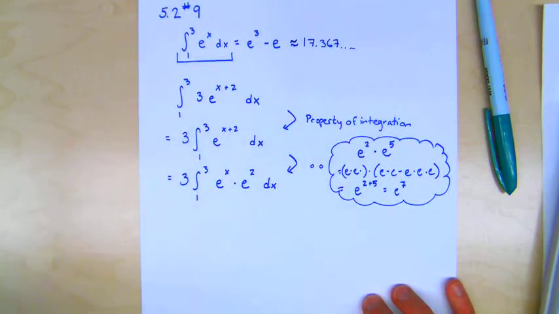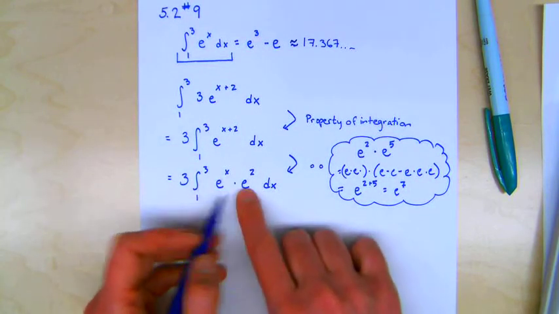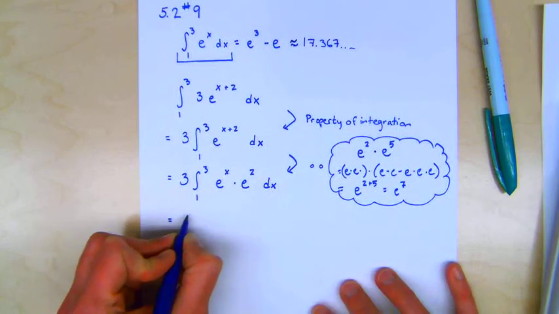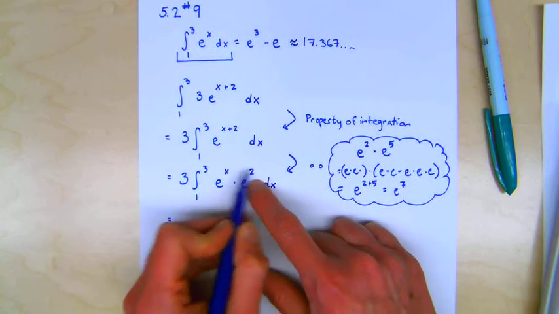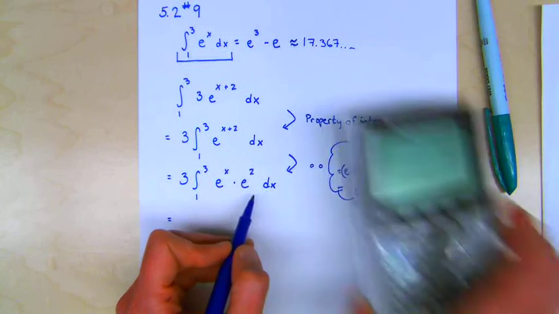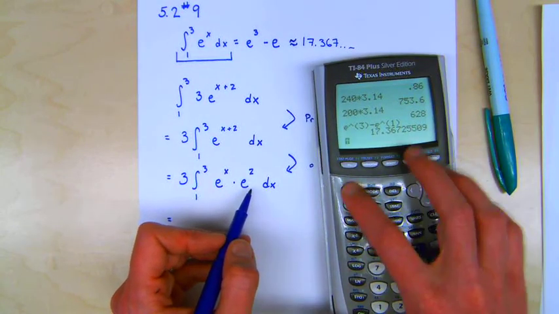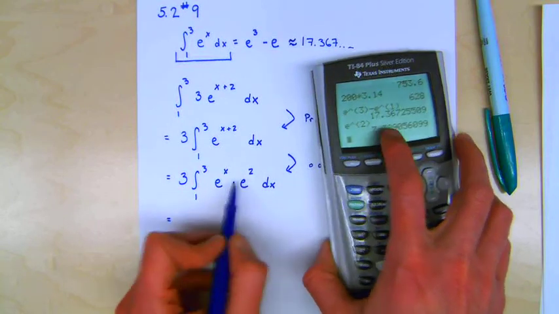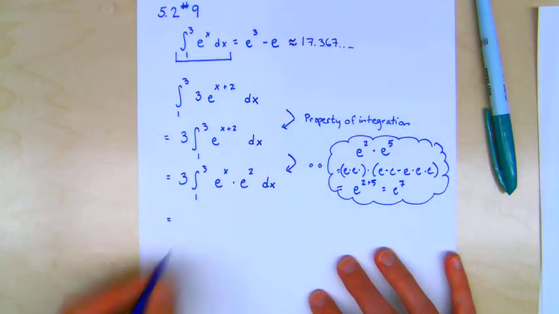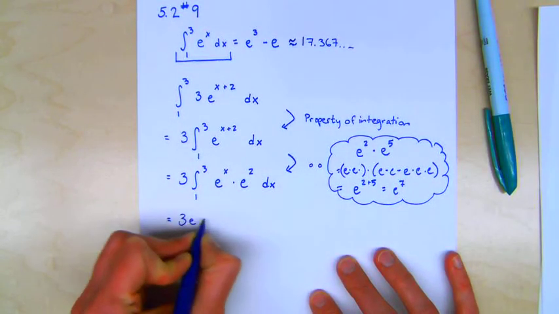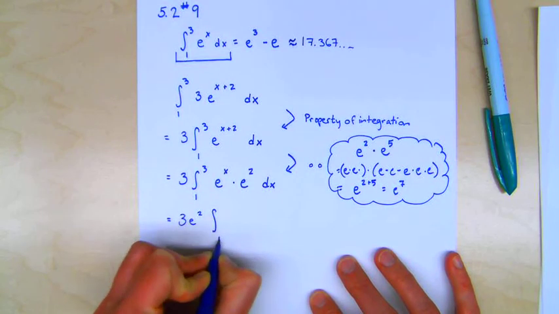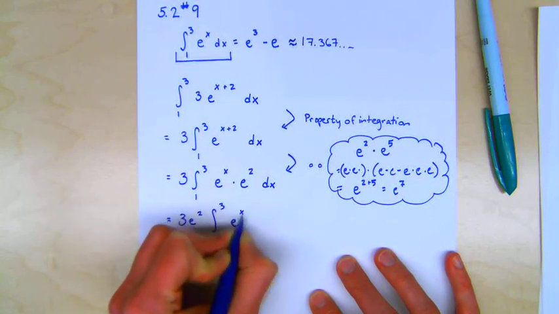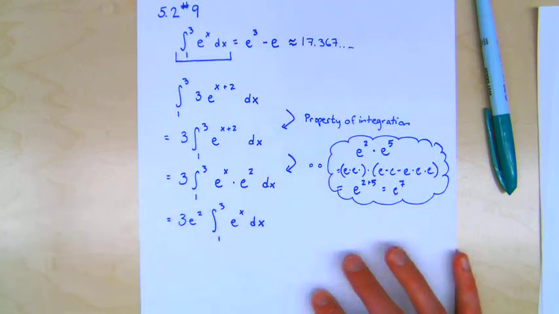I say all that stuff. What does that give me? So I've rewritten this. This gives me actually something really cool, that this e squared, again, is just some number. I can plug it into my calculator and it tells me that, oh yeah, e squared is equal to 7.38. So this is a constant that I can also pull out front. And I'm left with 3e squared, integral from 1 to 3 of e to the x dx. And now we're home free.